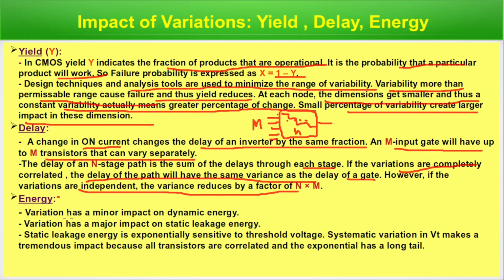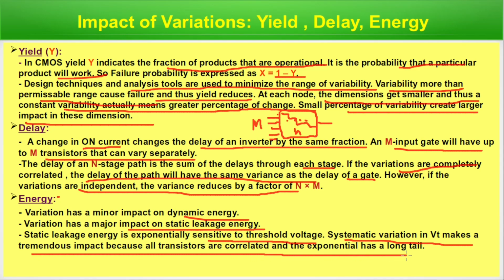Now energy. Variation has a minor impact on dynamic energy. It has a major impact on static leakage energy. Static leakage energy is exponentially sensitive to threshold voltage. Systematic variation in VT makes a tremendous impact because all transistors are correlated and the exponential has a long tail. Variation has impact on yield, delay and energy. We are done with this slide. We will move to the next slide.